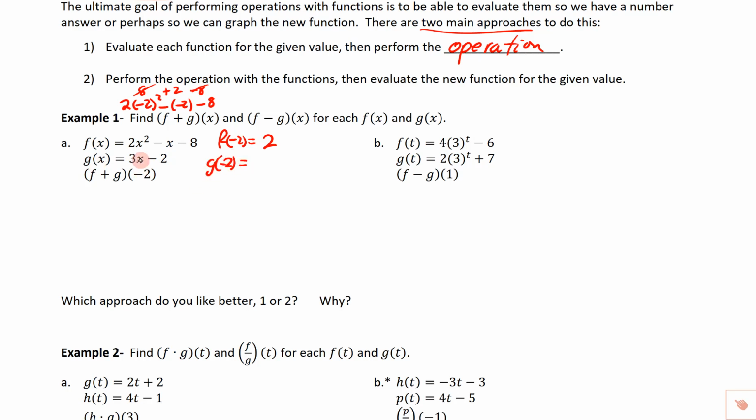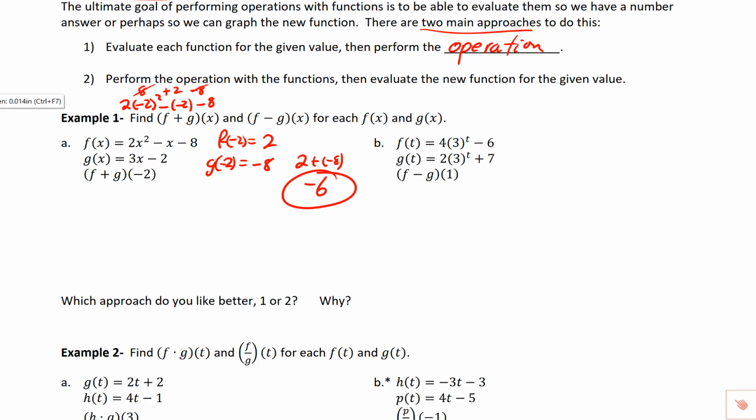Then let's figure out what g of negative 2 is. So we're going to multiply this by a negative 2. So 3 times negative 2 is negative 6, minus 2 would be negative 8. So we get negative 8 right there, and then we're literally just going to add these together. So we're going to do 2 plus negative 8, so we end up with negative 6 right here. So that's method number 1.